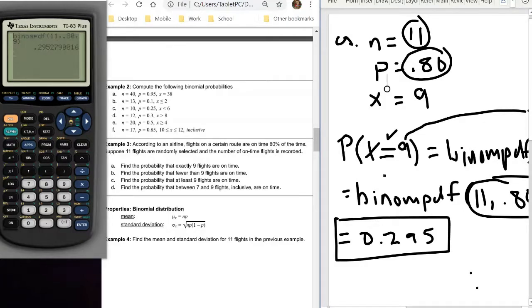Now, what we'll see in part B is something where the keyword doesn't necessarily match with the calculator function. Here, I'll show you how to handle that type of function as well.